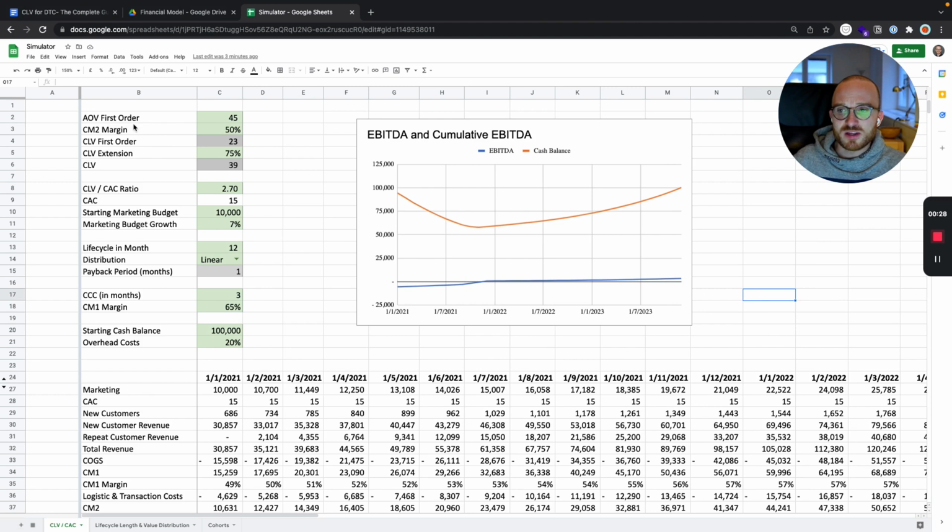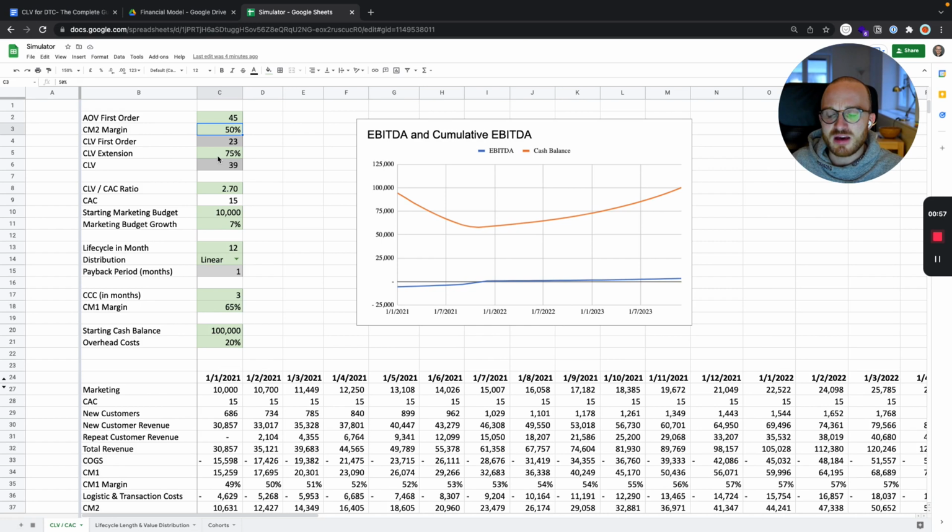So the first one here is the net average order value that you generate in your first order, and then customer lifetime value needs to be based on the contribution margin 2, so your net revenue minus logistics costs, cost of goods sold, and transaction costs. In our case, our margin is 50%, so the customer lifetime value I generate from the first order is 23.